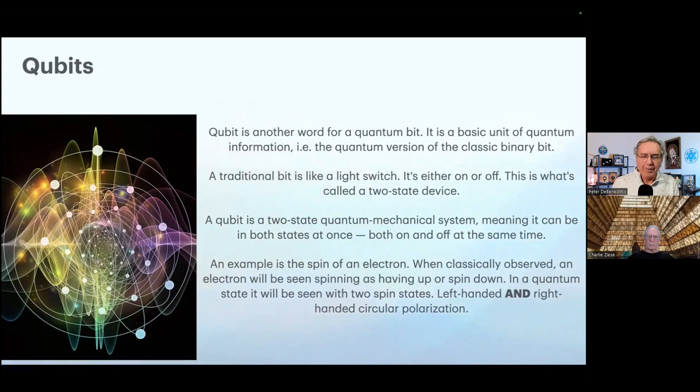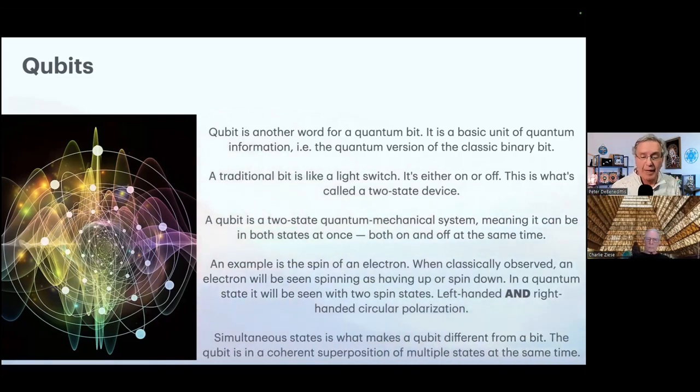So now in a classical electron, you would say, oh, it has a spin. It goes in one direction. Okay. But in a quantum state, there are two spin states. It could be spinning to the left and also spinning to the right at the same time, or up and down at the same time, okay? So these simultaneous states are what make a qubit different from a bit.